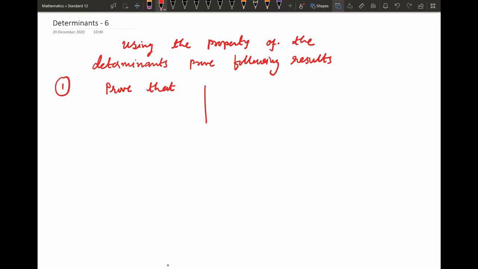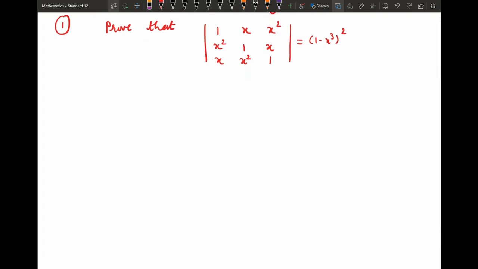The value of the determinant with rows 1 x x square, x square 1 x, and x x square 1, is equal to, we have to prove, (1 minus x cube) whole square. So let us prove this. We will prove LHS equal to RHS. Solution.